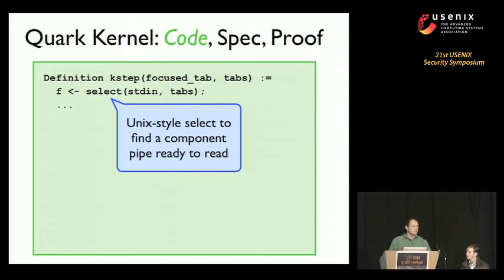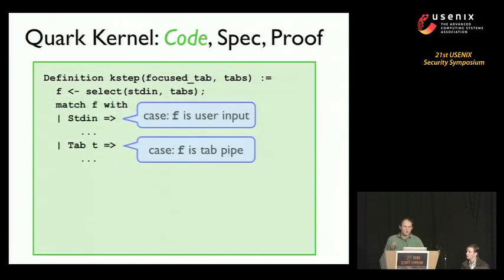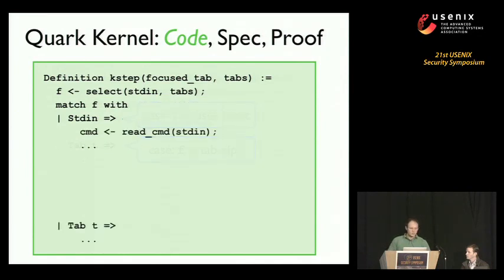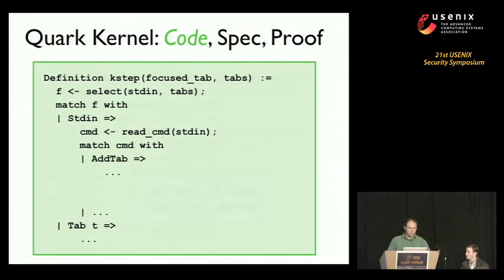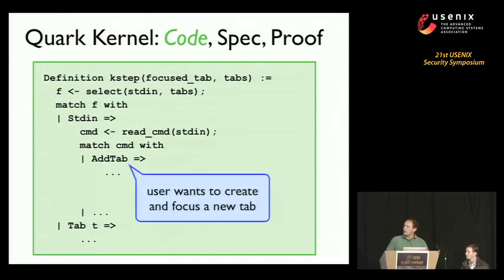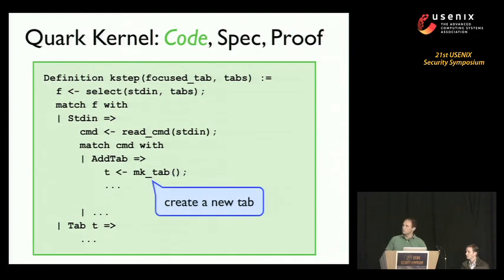Once it has a pipe that's ready to read, it looks at where the request is coming from, and it responds differently. If it's coming from a user, the next thing QUARK does is read a command from standard in. Then depending on what that command is, it responds appropriately. So if the user wanted to add a tab, for example, QUARK would create a new tab.